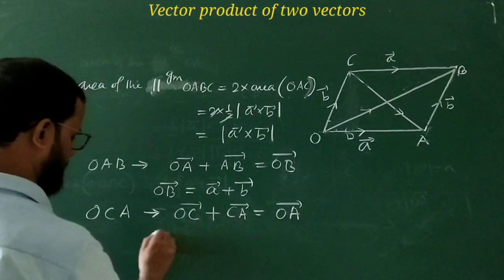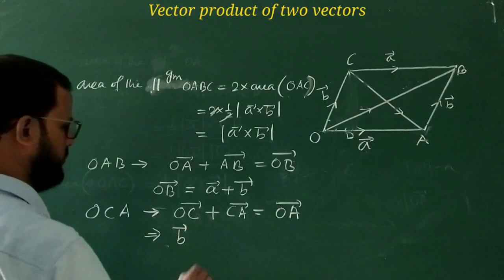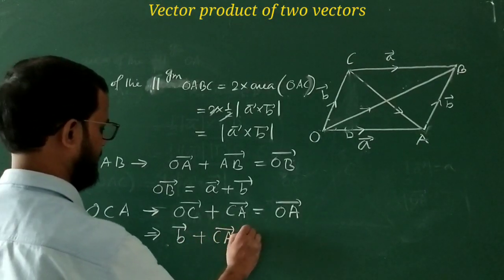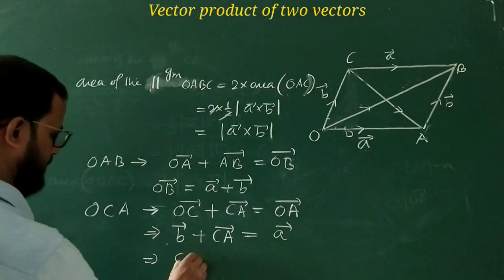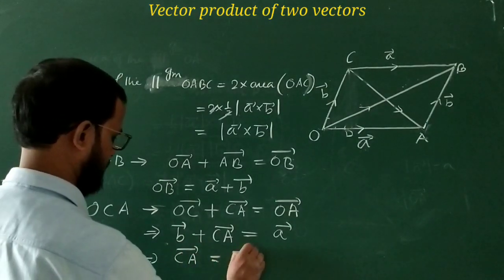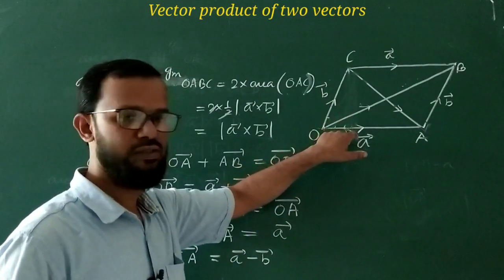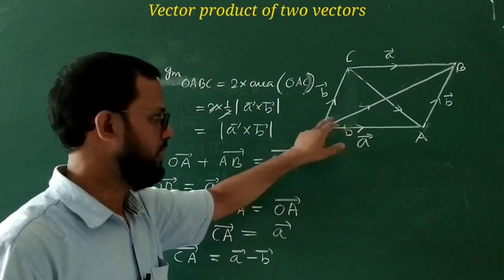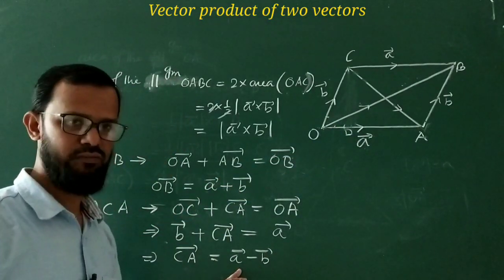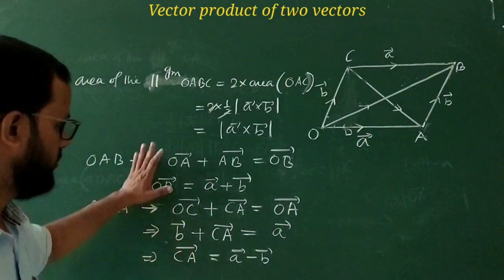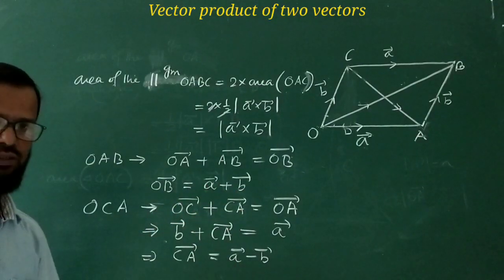So what is OC vector? OC vector is equal to B vector, and CA vector we do not know. We are going to find CA vector, and OA vector is equal to A vector. From here you can write CA vector equal to A vector minus B vector. So if A vector and B vector represent two adjacent sides of a parallelogram, then one diagonal will be A vector plus B vector, and the other diagonal will be A vector minus B vector. This is my intention to express. So the diagonal vectors are A vector plus B vector and A vector minus B vector.